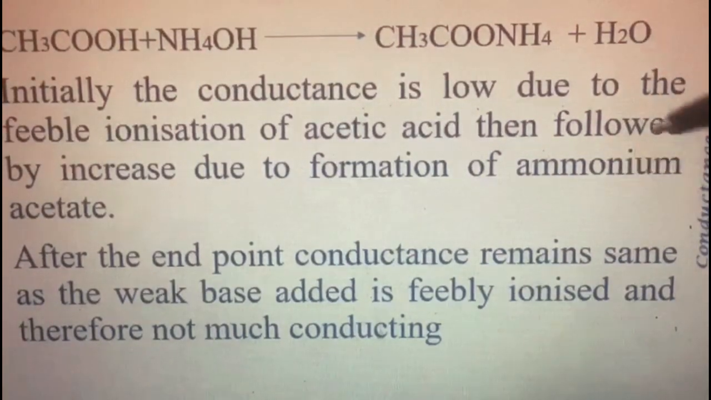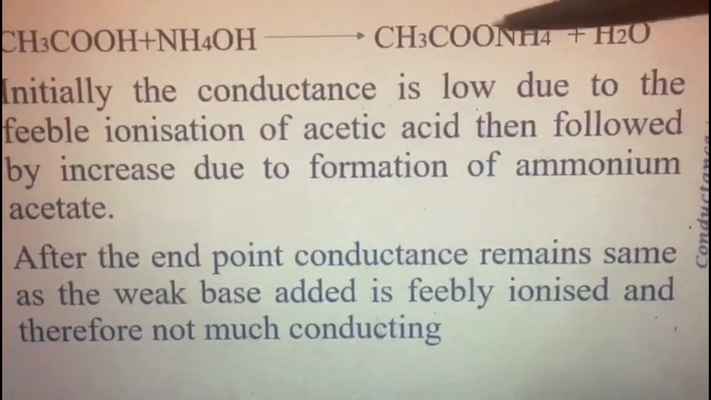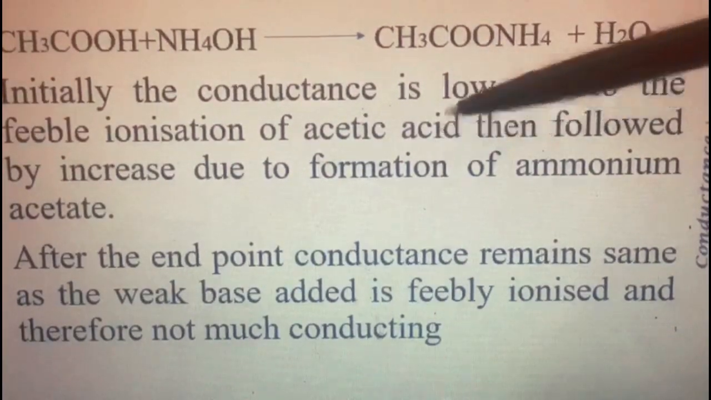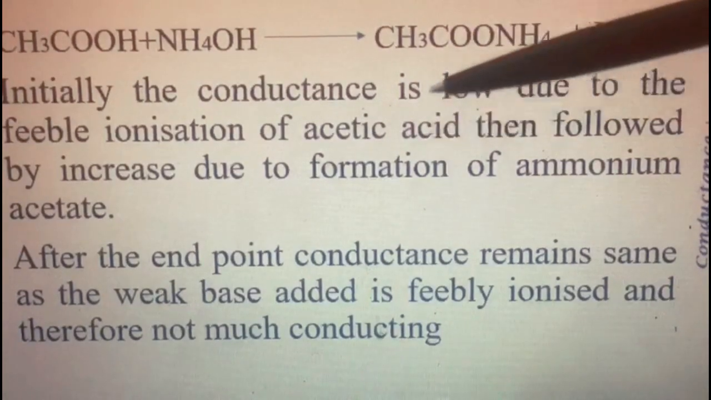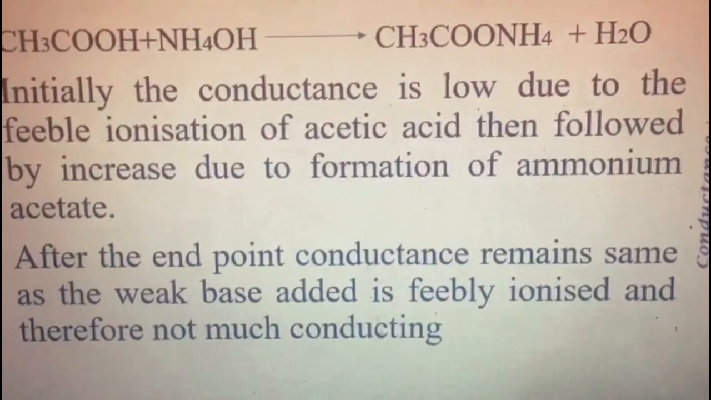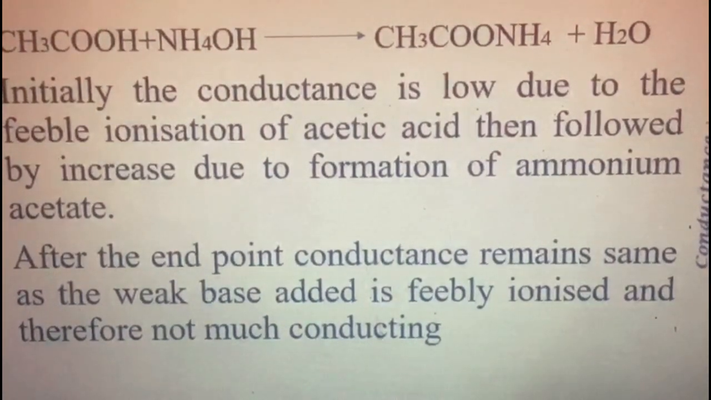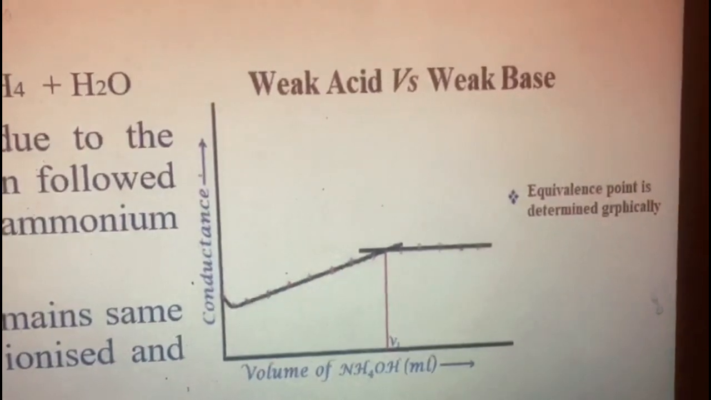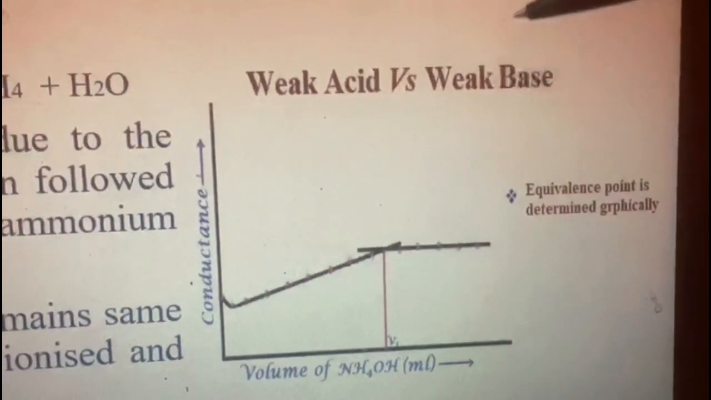We know the conductance depends upon the number of ions and mobility of the ions. So here, as it is a weak electrolyte, it is feebly ionized. Therefore, the OH minus concentration will be very less and the dissociation will also be very less. Therefore, the conductance will not increase and it will be like a horizontal line. So, this is a curve of weak acid versus weak base.